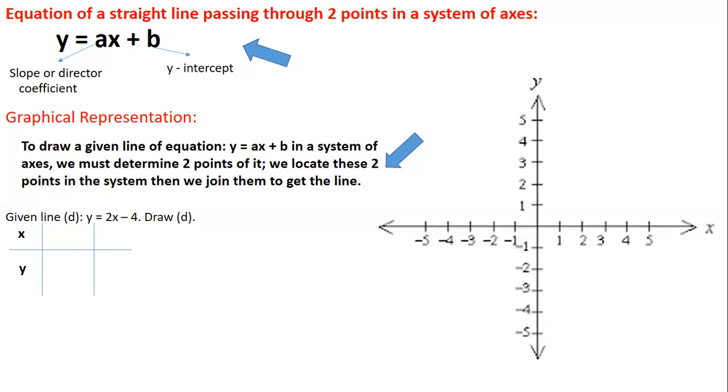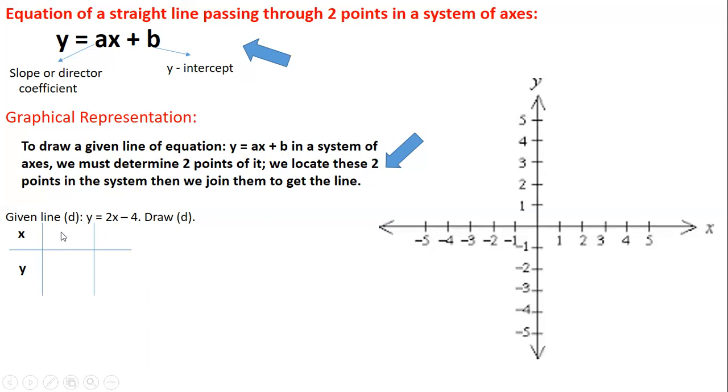Now I want to plot this straight line D. To plot the straight line D, I always draw a table. In the table, I take 2 variables, x and y, and I start taking a value for x to find the value of y. Always the first value I take for x is 0.